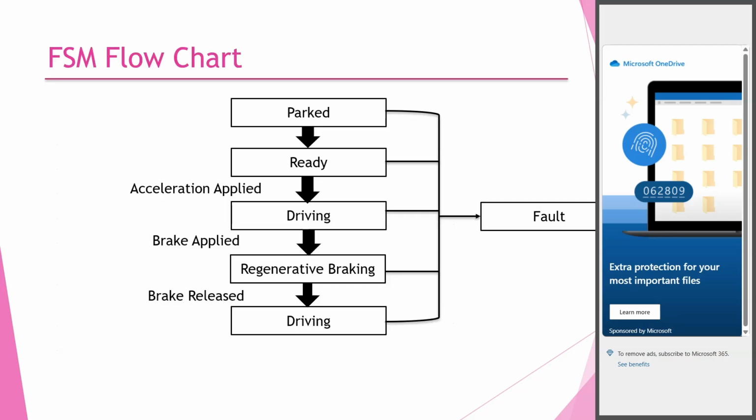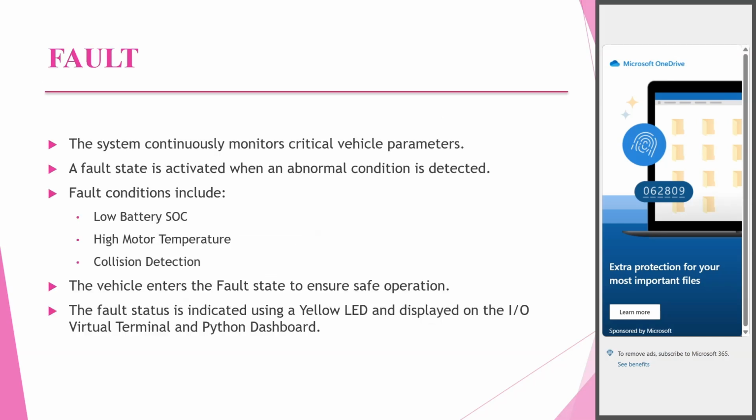Now the flow chart. When parked, the vehicle goes to ready; when acceleration is applied, then driving. When driving and the brake is applied, regenerative braking; when the brake is released, then driving. If any of these conditions happen in between, then fault is applied. Fault happens when these conditions occur.